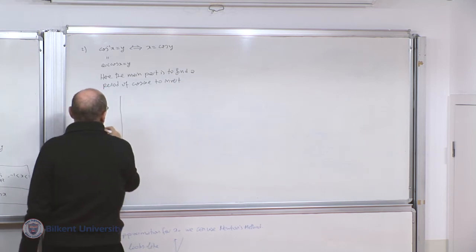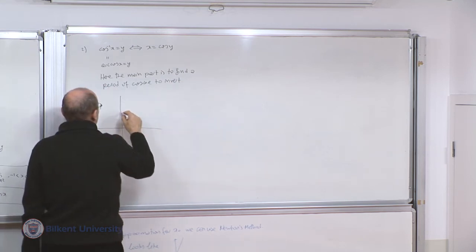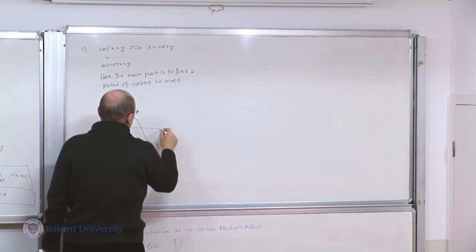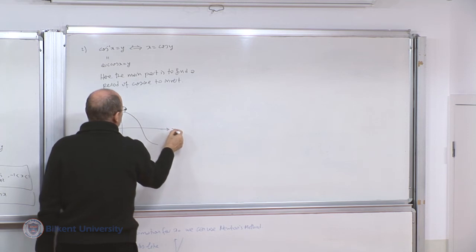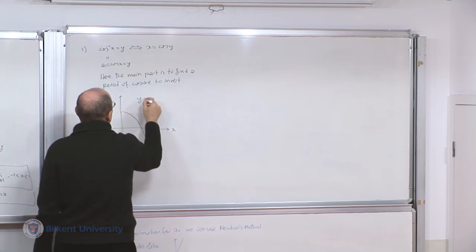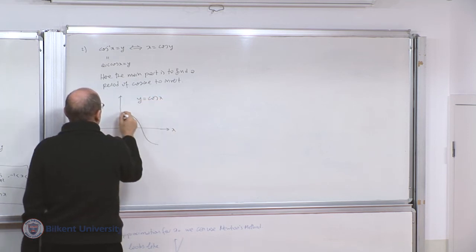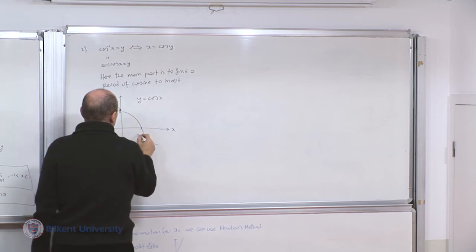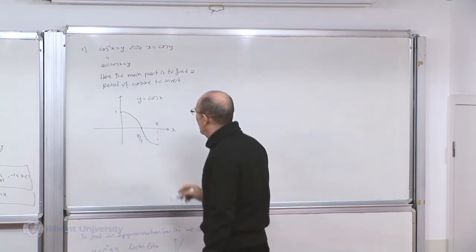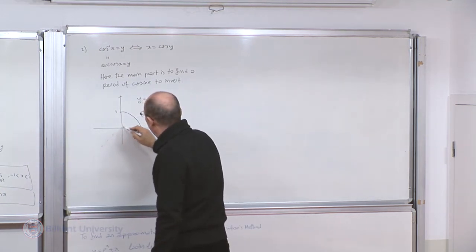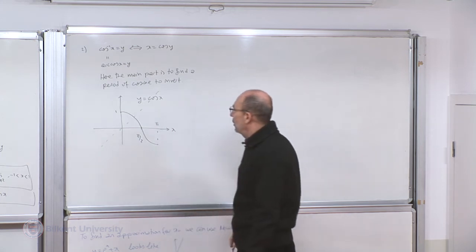Okay, so we know that cosine, we start from here. If you go like this, now if you increase this, you'll take the same value twice. So this is y equals cosine x. This is 1, this is pi over 2, this is pi. Okay, so we want to see the reflection of this.